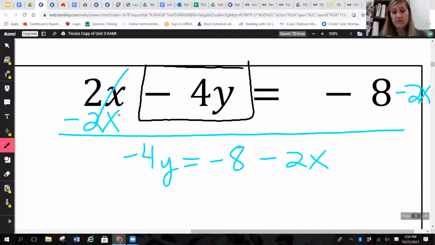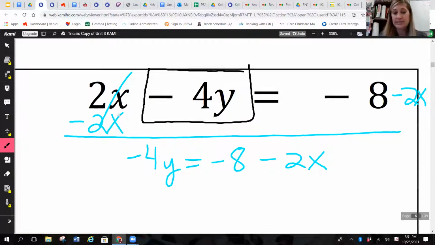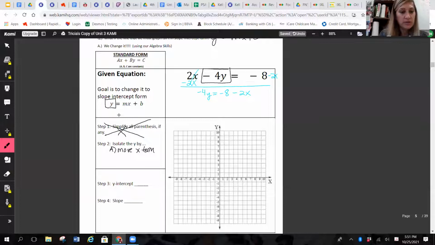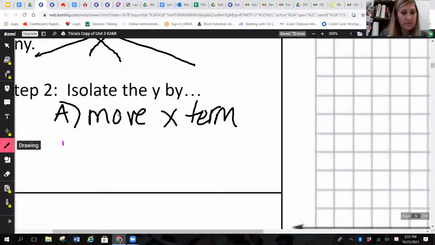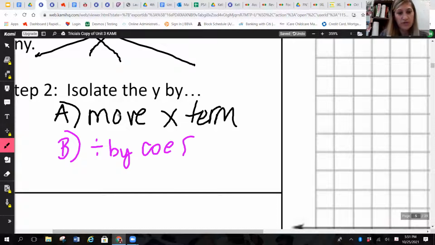We're almost ready to graph it, but we still don't have y isolated. So now let's get a different color. B, step 2, which is B, is to divide by the coefficient. The coefficient of what? Of y.